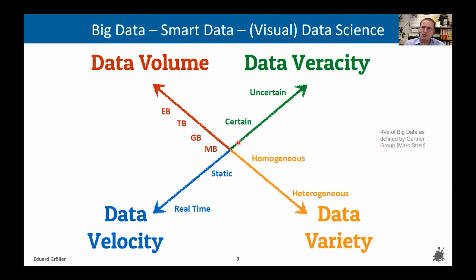Usually in the real world, you have a certain amount of uncertainty. How can you handle that? And data velocity means, do you have static or real-time data? Nowadays, streaming approaches allow the capture of dynamic processes. So the data velocity is increasing. But in my talk today, I would like to concentrate on the data variety.